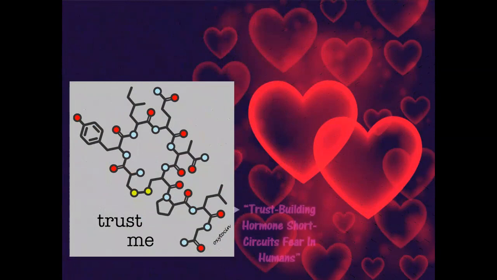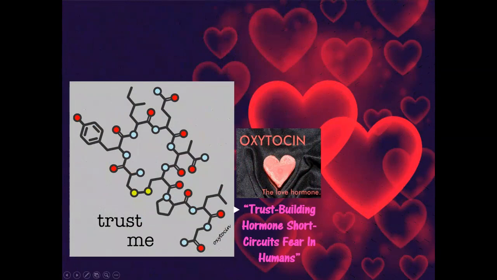And so next one is oxytocin. This one has been picked, but anyway, previous human growth hormone, oxytocin always gets picked. This is the hormone, the love hormone. It's a trust-building hormone. It short circuits fear in humans. This is an amino acid sequence.